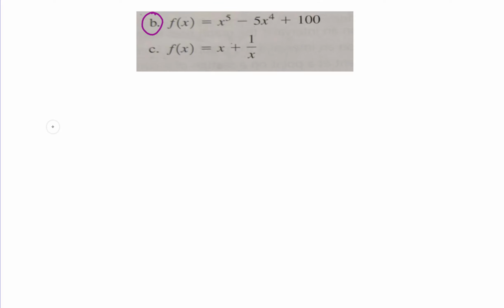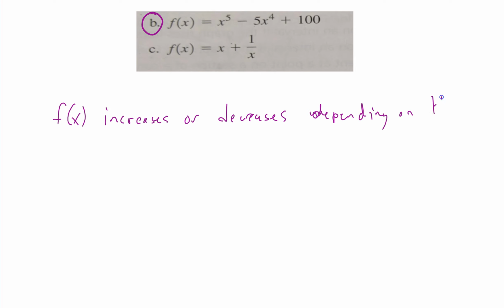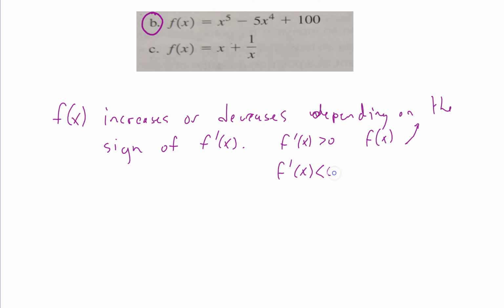So basically, we know that f of x increases or decreases depending on the sign of f prime of x. So if f prime of x is greater than 0, f of x is increasing. If f prime of x is less than 0, then f of x is decreasing.